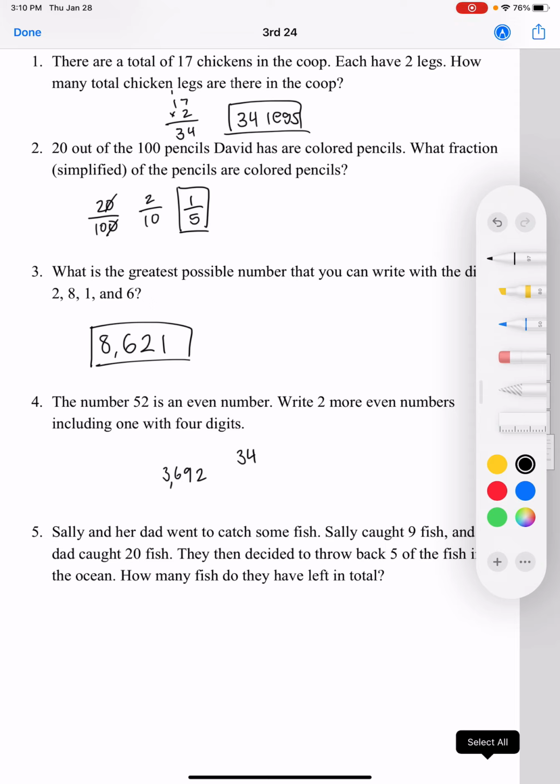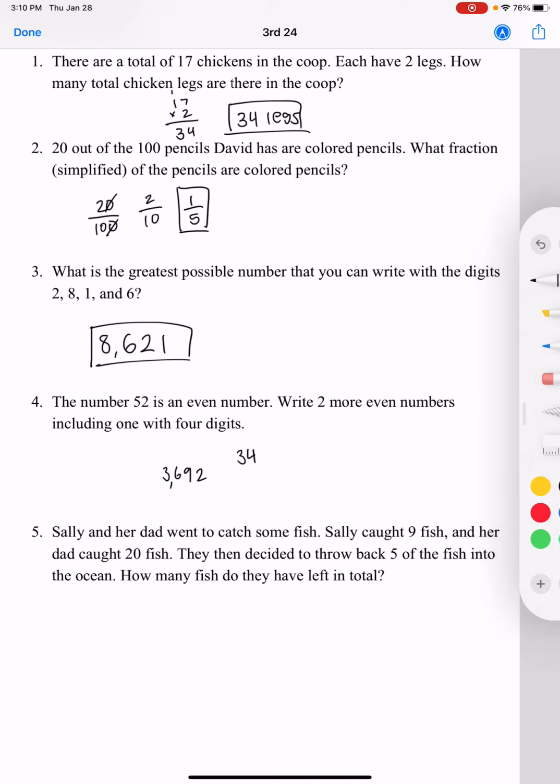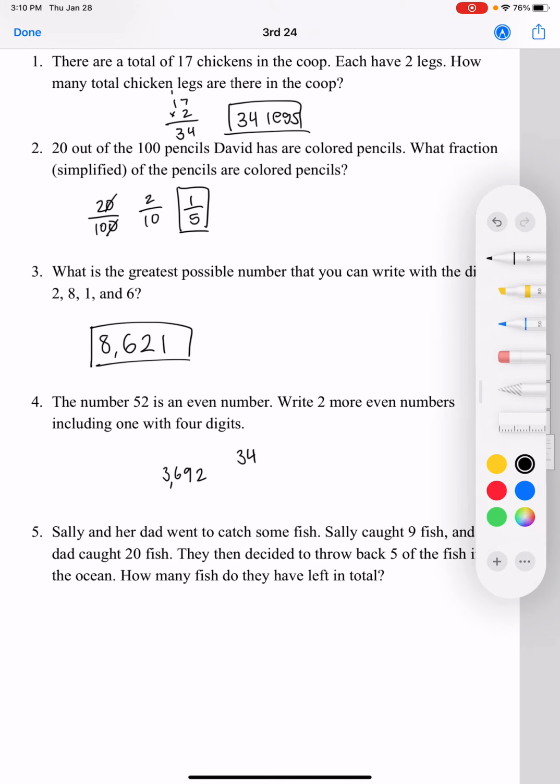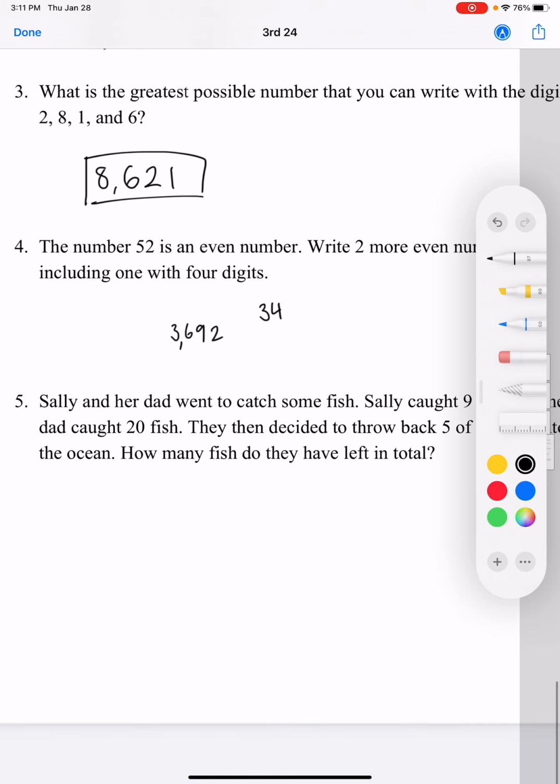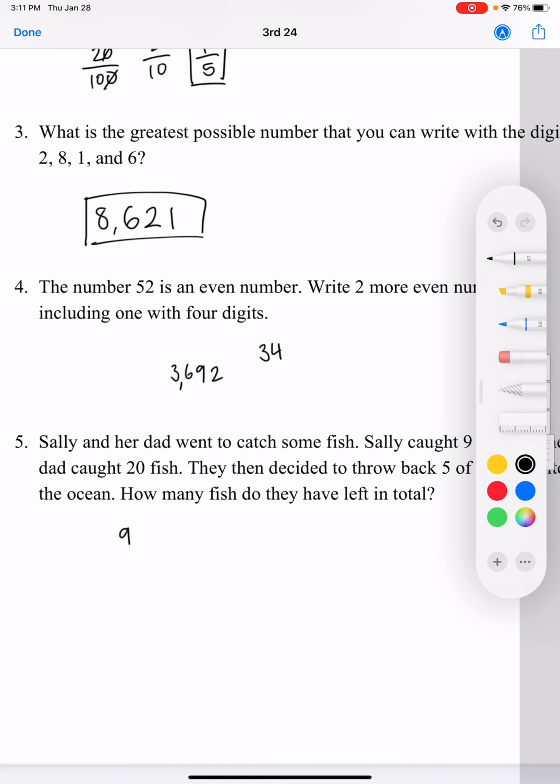Sally and her dad went to catch some fish. Sally caught 9 fish and her dad caught 20 fish. They then decided to throw back 5 of the fish into the ocean. How many fish did they have left in total? Okay, so let's see. Sally caught 9 fish and her dad caught 20 fish. So 9 plus 20, we get 29. They then decide to throw back 5 into the ocean. So 29 minus 5, and we get 24. So there should be 24 fish left.